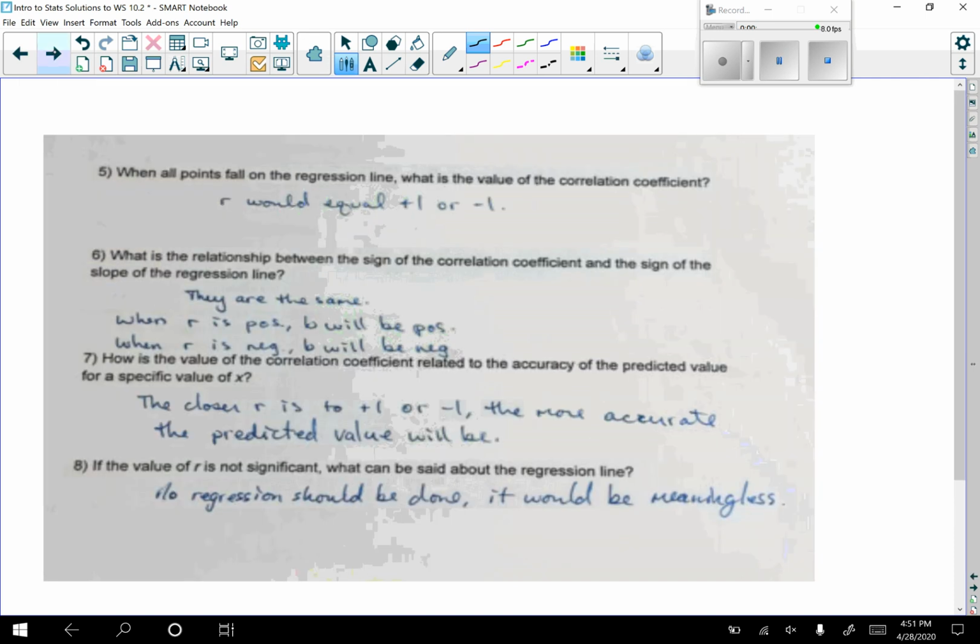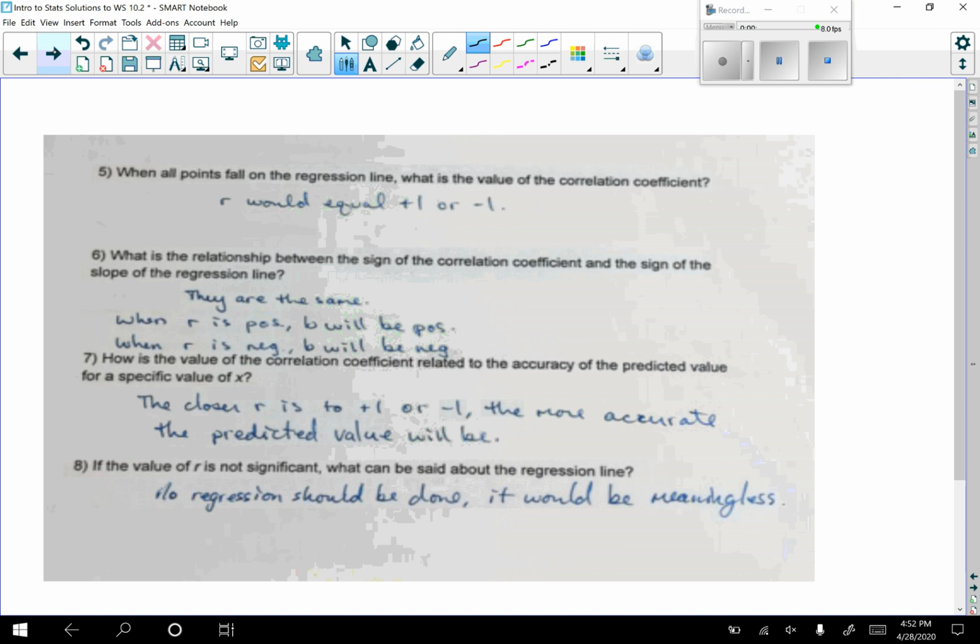And then for 5 through 8, again, pause the video or go back if you need to look at the others. But what I also want to point out for number 6, r and the sign of the slope of our line of best fit need to be the same, because if r is positive, then we need to be able to draw a line that's increasing from left to right, or a line that has a positive slope, and just the opposite if r is negative.